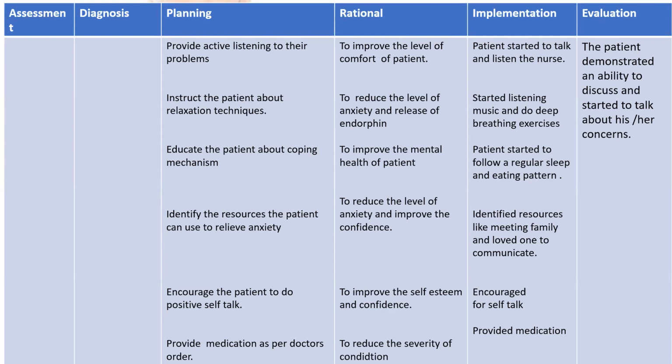Then educate the patient about coping mechanisms, to improve the mental health of the patient. So the patient started to follow a regular sleep and eating pattern. That is the coping mechanism that I have started to give my patient. Then identify the resources the patient can use to relieve anxiety. Any resources, depending upon the condition, to reduce the level of anxiety. Here I have identified meeting family and loved ones to communicate as the resource which helps the patient to relieve his or her anxiety. And encourage the patient to do positive self-talk to improve self-esteem and confidence.